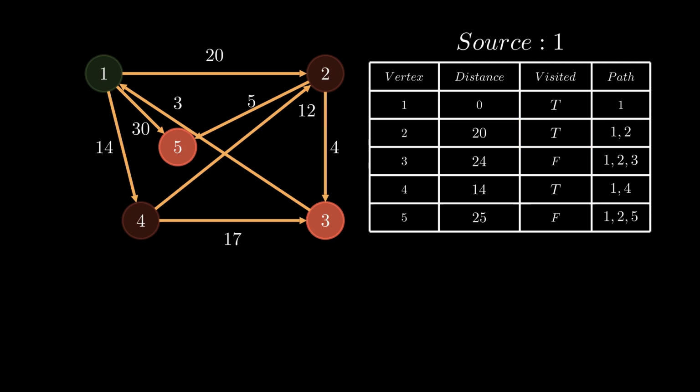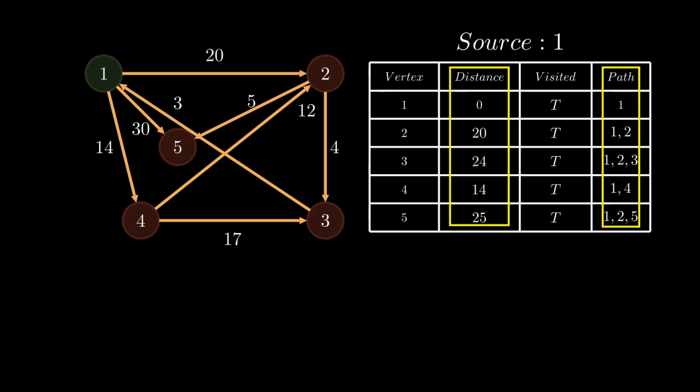The next shortest distance is vertex 3. Vertex 3 only connects to vertex 1, which is visited, so there is nothing to update, and we can set it to true. The only vertex left is 5. Vertex 5 doesn't connect to anything, so we can skip it and set it to true. Now that each vertex is visited, the algorithm is complete. We now have the minimum distance from the source vertex to every other vertex, along with the path to get there.